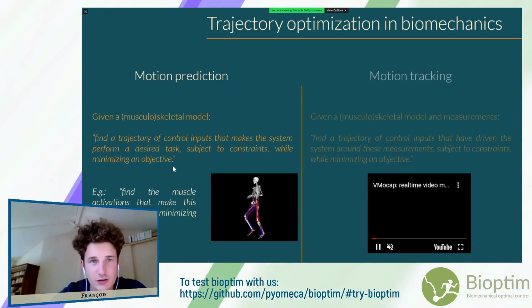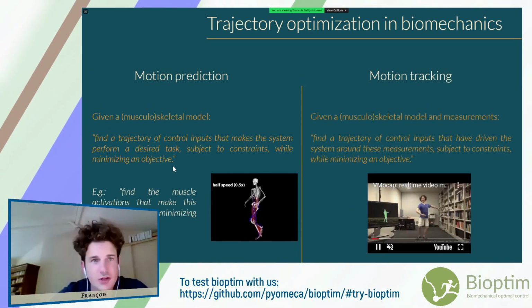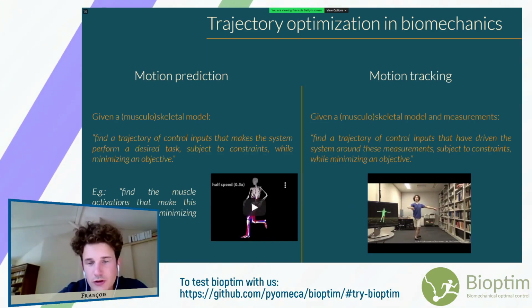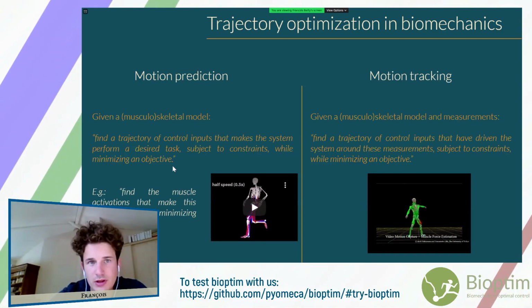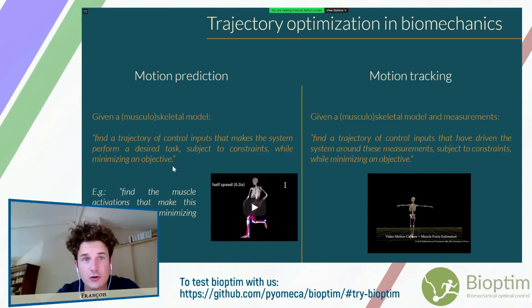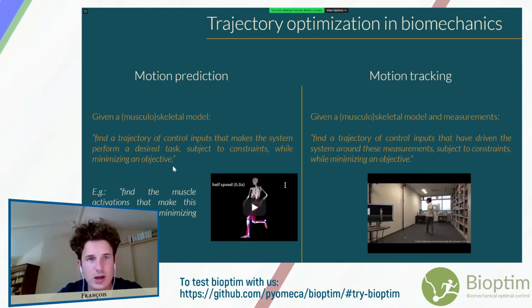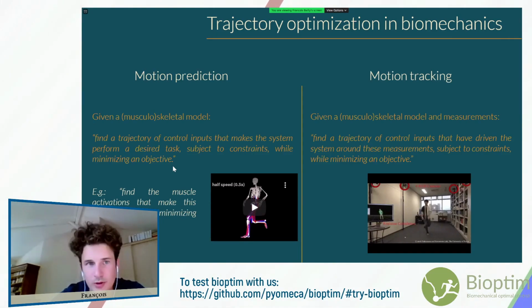Even if the application is quite different, their formulation is really close to the previous one. There is just one additional input data to the problem, which is the notion of measurements. So the statement becomes, given a musculoskeletal model and measurements, find a trajectory of control inputs that have driven the system around these measurements, subject to constraints and while minimizing an objective. In other words, you want to find a dynamically consistent state trajectory for your model that will mimic some experimental recorded motion.